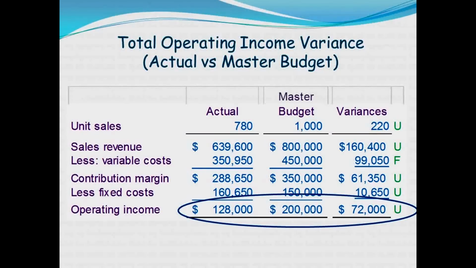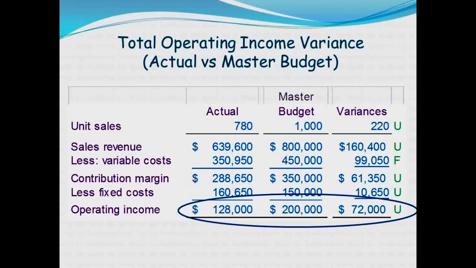So at the highest level, we can start looking at the variance. In an unfavorable, because it's less, 220 units sold. We had unfavorable, because it's less, revenue. We had a favorable variable cost. But we don't know whether this is really favorable or not. Why don't we know whether this is favorable or not?